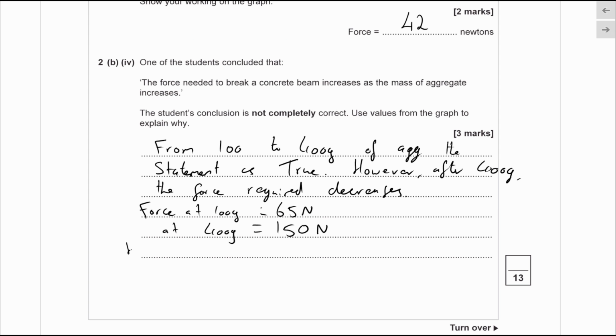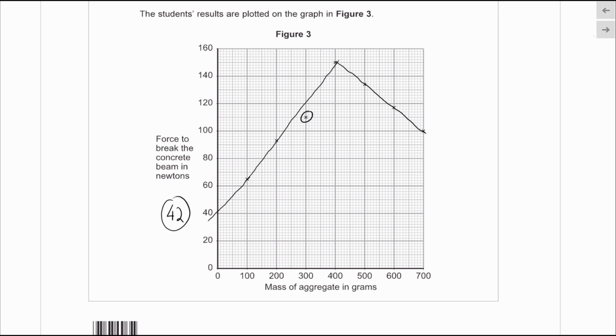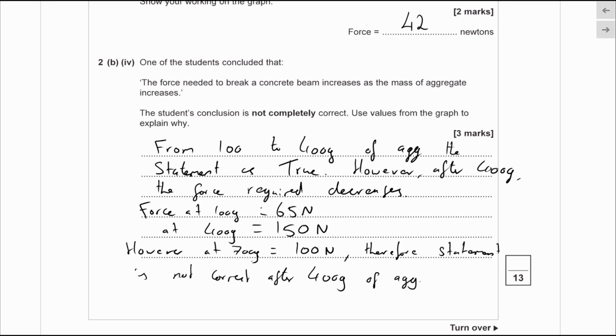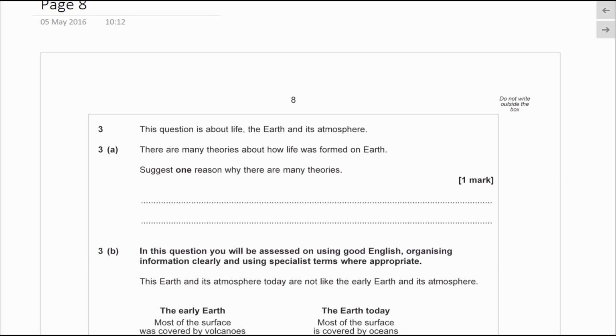150 newtons. Okay, then I'll say, however, and let's have a look at one, let's say 700 grams, we'll use that one. 700 grams, it equals 100, so it's gone down. Okay, so at 700 grams, it equals 100 newtons, and I'd say, therefore, statement is not correct after 400 grams of aggregate. Okay, and that is the end of question 2.